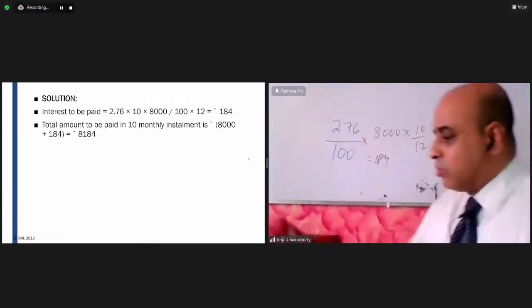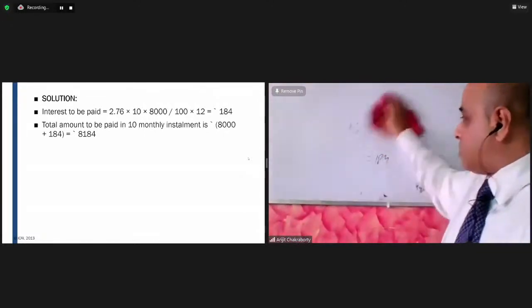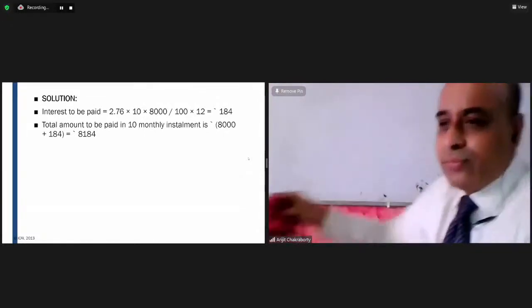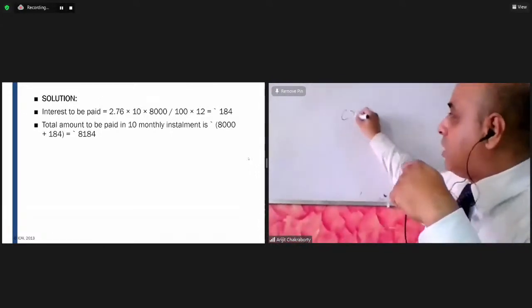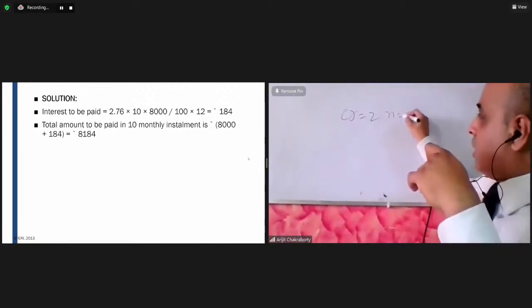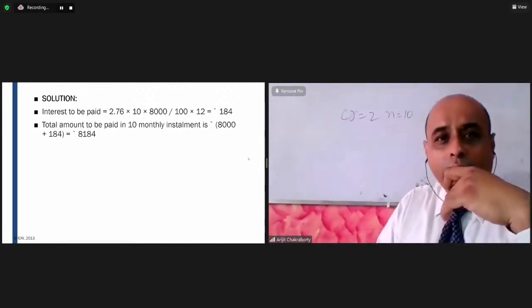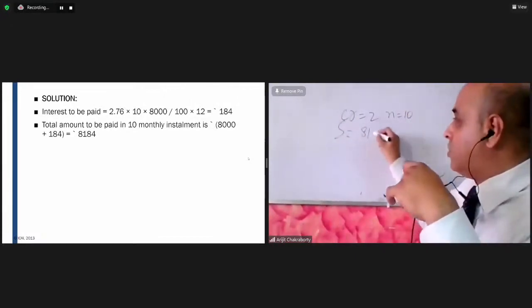So I can now use something like the GP, because it is given in this problem that every installment is double of the first installment. That means the common ratio is 2. The common ratio is 2, and the number of terms n is 10. And we know the sum is what we have worked out, 8184.